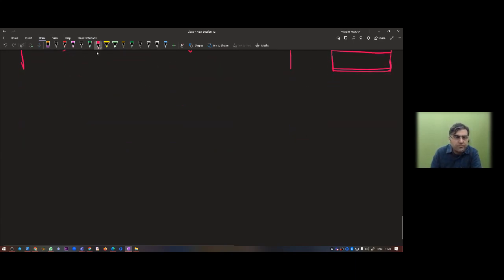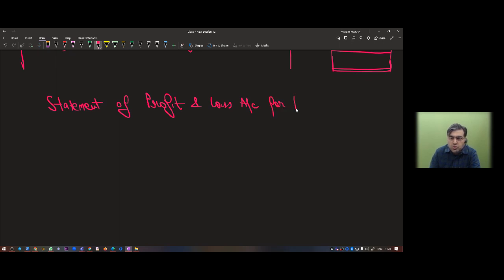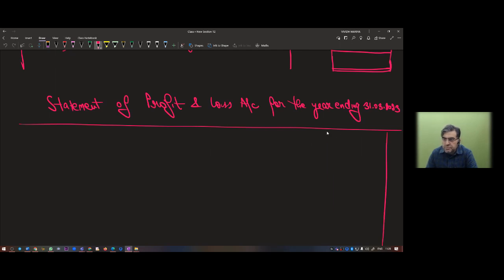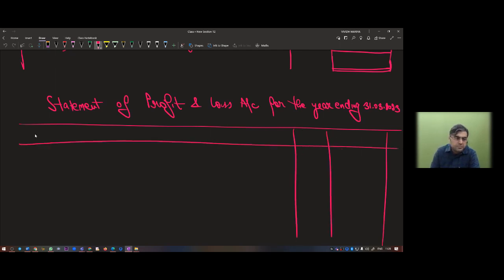Here we are with the proforma of statement of profit and loss account. Particulars, note number, and amount.